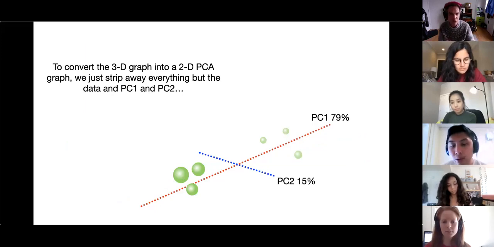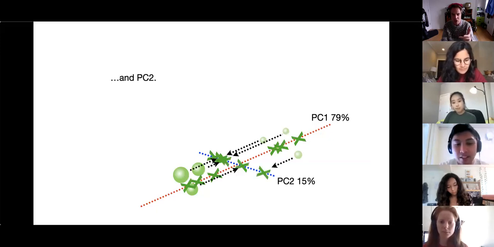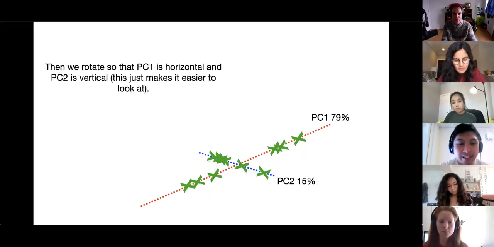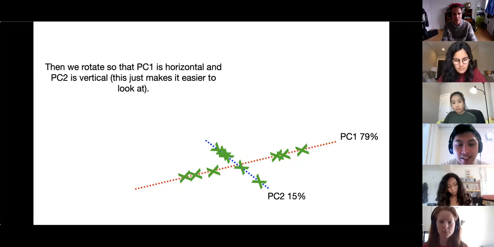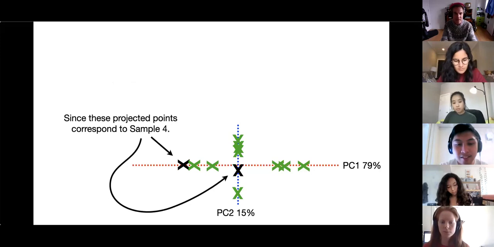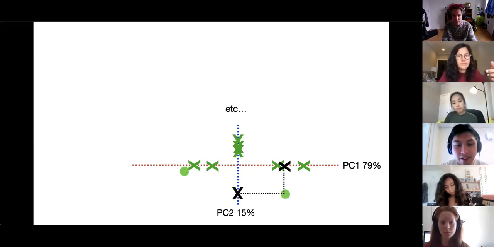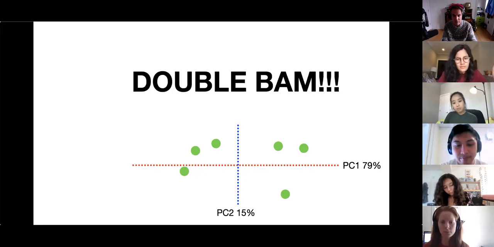So we're using the scree plot as a way to justify throwing away PC3 and just reducing it to a two-dimensional graph. To convert that 3D graph into a 2D PCA graph, we strip away everything but the data in PC1 and PC2. And then we project the samples onto PC1. And then we project them onto PC2. And then we rotate so that PC1 is horizontal and PC2 is vertical. And this just makes everything easier to look at. And since these projected points correspond to sample 4, this is where sample 4 goes in our new PCA plot, etc., etc., etc. Double bam.